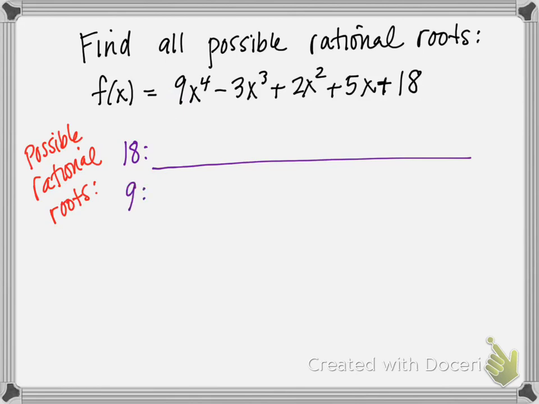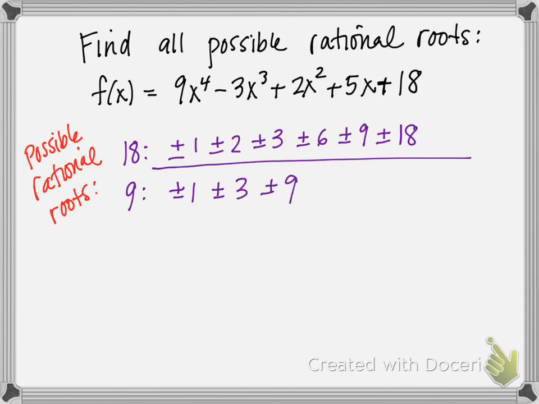Factors of 18: plus or minus 1, plus or minus 2, plus or minus 3, plus or minus 6, plus or minus 9, plus or minus 18. Factors of 9: plus or minus 1, plus or minus 3, plus or minus 9.